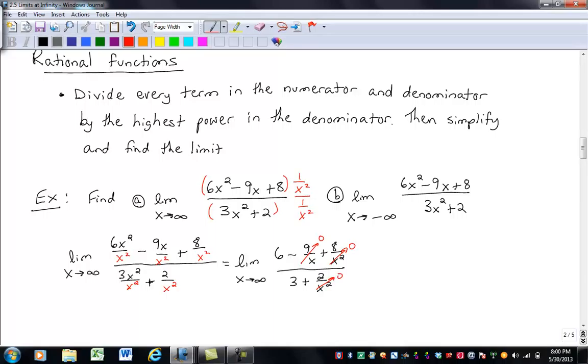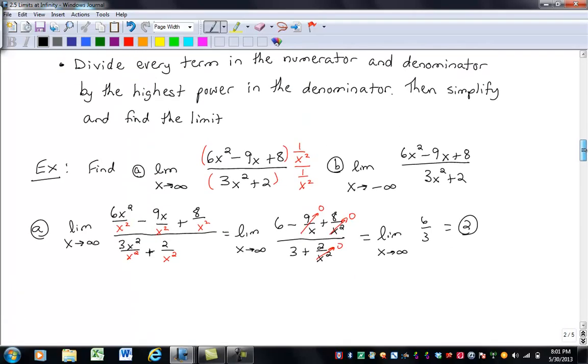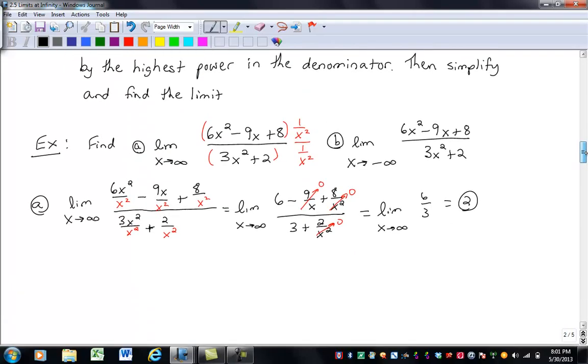So in this example here, I get the limit as x goes to infinity of 6 over 3, which is the number 2. That's for part A. The limit as x goes to infinity is 2 in part A.